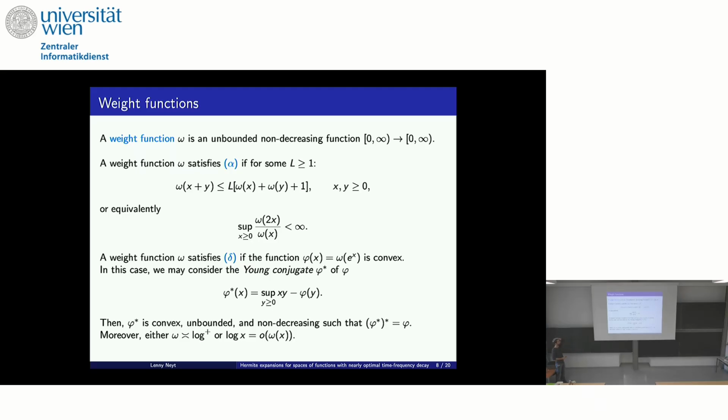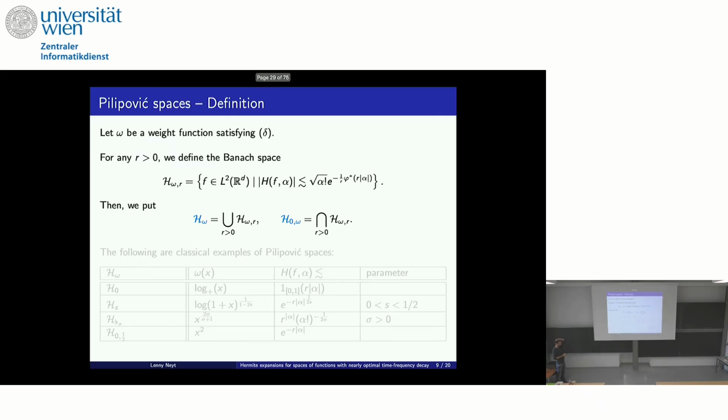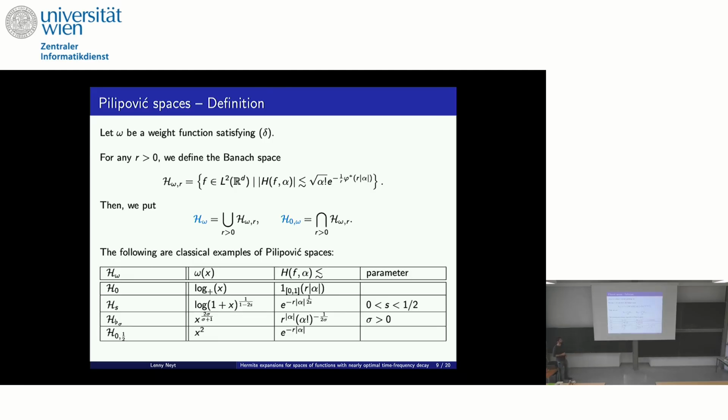All right, so we'll use these, and then very quickly, first let me introduce, of course, the Pilipović spaces that we, in general, define using these weight functions. For now, we'll just define them as these L2 functions whose Hermite coefficients have these somewhat horrible-looking bounds, using our phi star, and then you can either take the union or the intersection. And now maybe some examples for certain types of weight functions.